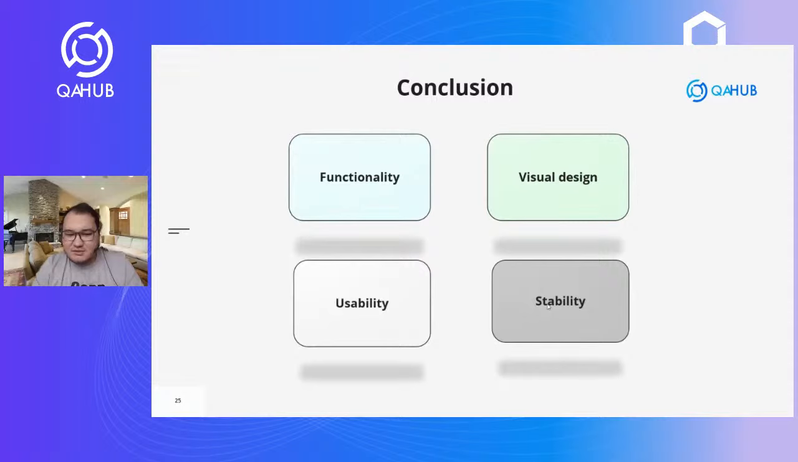And the next criteria, usability. If a website is complex to use, to visit, to interact with, you don't want to visit the next time. So we need to make it easy to interact with our application. And the stability. If everything works slowly, you don't want to visit next time. So it's also one of the main criteria for UI testing.